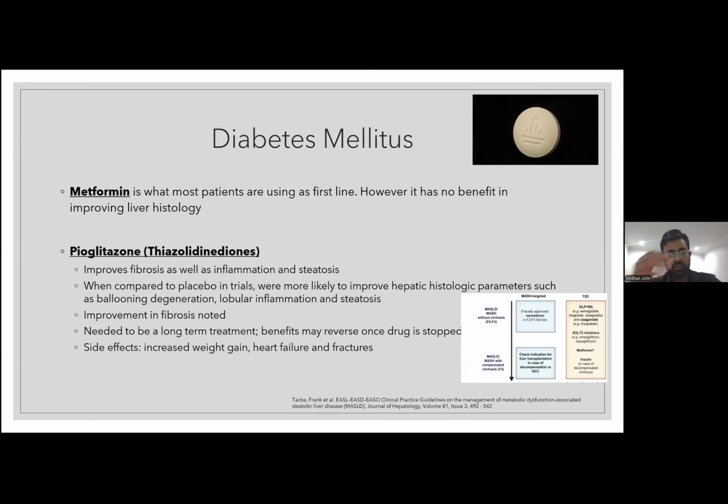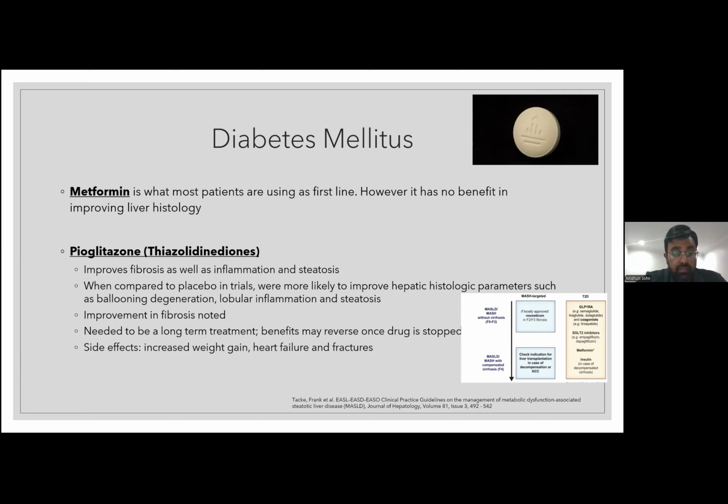Then the management of Type 2 diabetes is a big one. Metformin is what we usually use as first line. However, it really doesn't have much benefit in improving liver histology. However, generally, from a glycemic point of view, as well as a weight loss point of view, it has some benefit. The next drug, pioglitazone, has been spoken about quite a lot in that it improves fibrosis as well as inflammation and steatosis. When you compare it to placebo in trials, it was most likely to really improve hepatic histologic parameters such as ballooning degeneration, lobular inflammation, as well as steatosis.